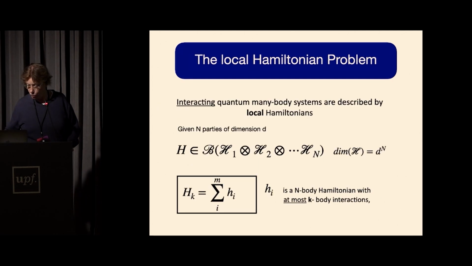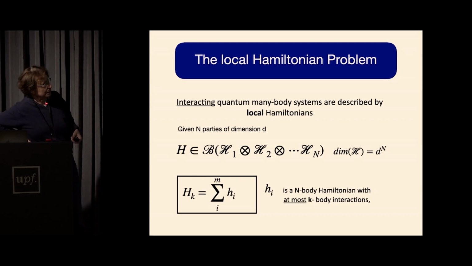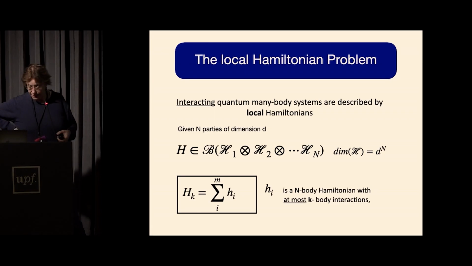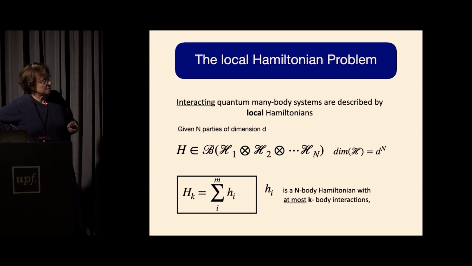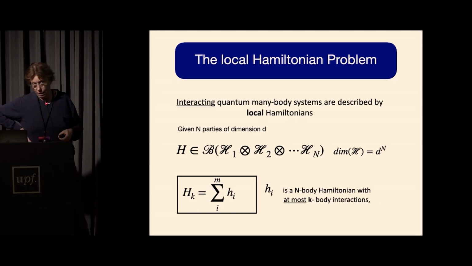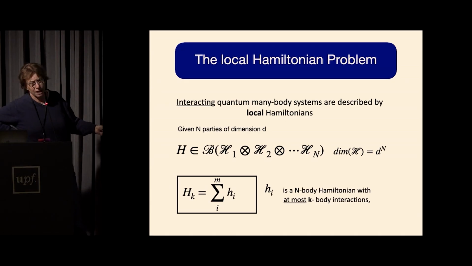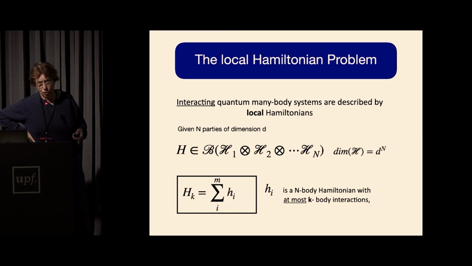Before going to that, let me just go through the ABC of local Hamiltonians. Interacting quantum systems are local Hamiltonians, and we define it like this. Given n parties, each of dimension d (they don't need to have the same dimension, but normally this is the case), your Hamiltonian H lives in a Hilbert space which is the tensor product of all the individual parties' spaces. Then we say my Hamiltonian H is k-local if I can write it as the sum from i to m of smaller Hamiltonians H_i, where each H_i is an n-body Hamiltonian that has at most k interactions. This is how we define a local Hamiltonian.